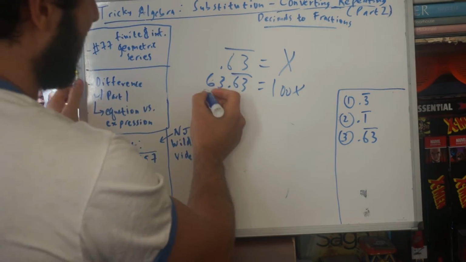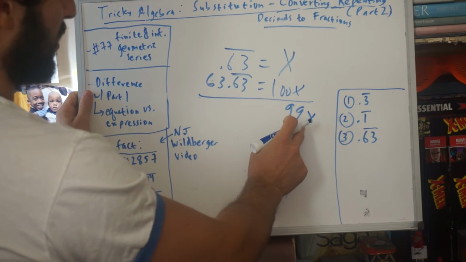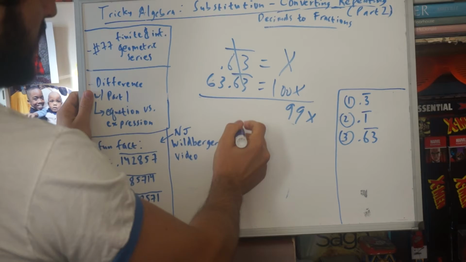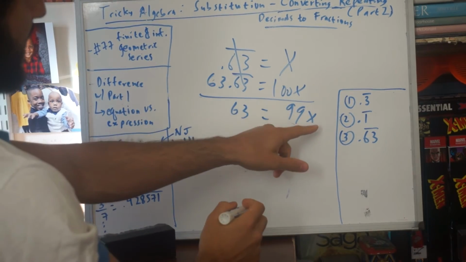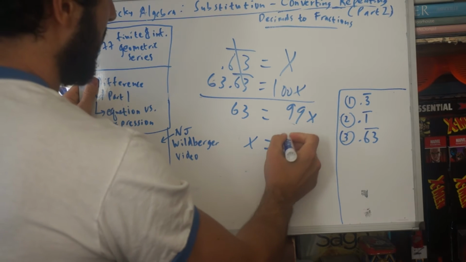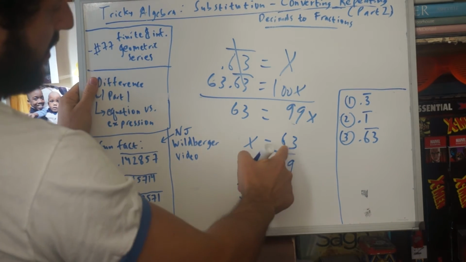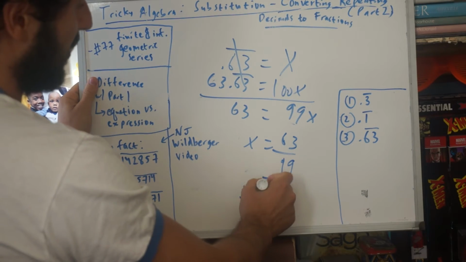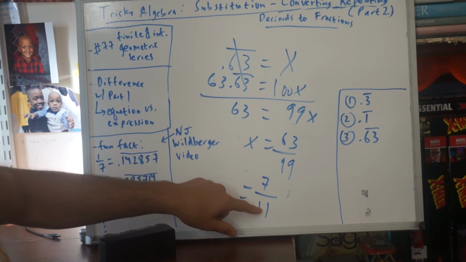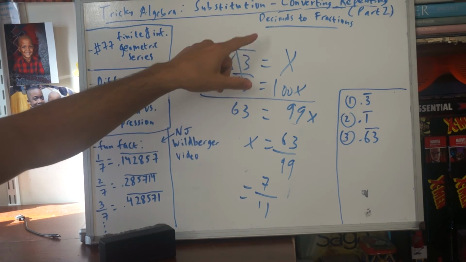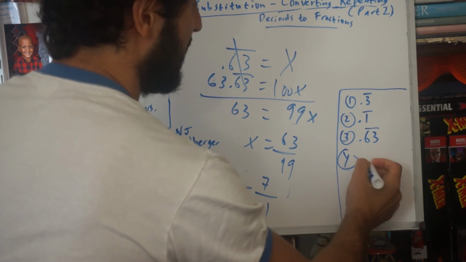So now again, if we subtract the equations, we get 99x on the right, and on the left, these two uglies kill each other off, and we have 63. So to find x, divide by 99, and simplify. If we simplify that by dividing by 9, you get 7. Divide this by 9, you get 11. And indeed, if you divide 7 by 11, you're going to get 0.63636363 onwards.